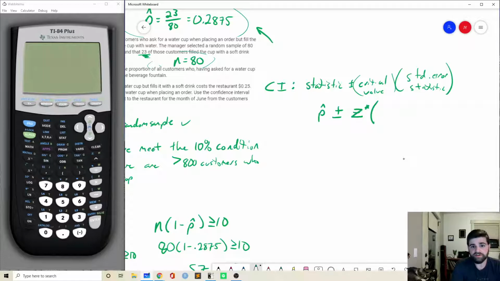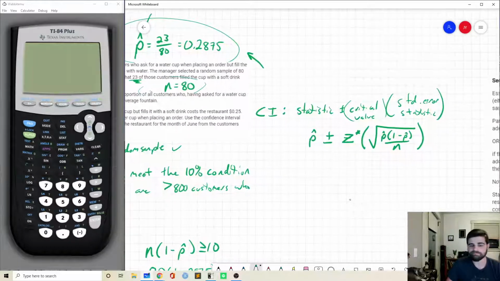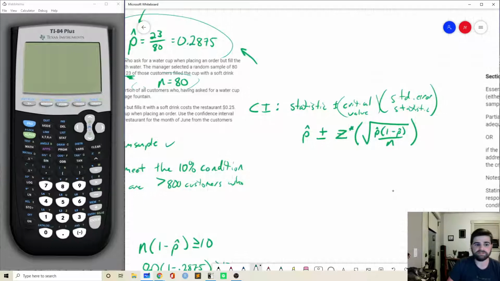And then our standard error, this formula is also on your formula chart. The square root of p hat times 1 minus p hat all over n. And you want to be careful with your symbols here. Don't say p when you mean p hat, because we don't know p. So if you plug in this value for p, you're lying because we don't actually know what p is.